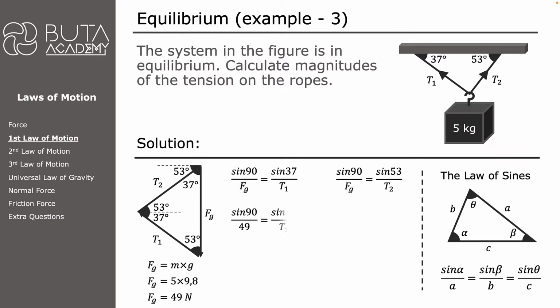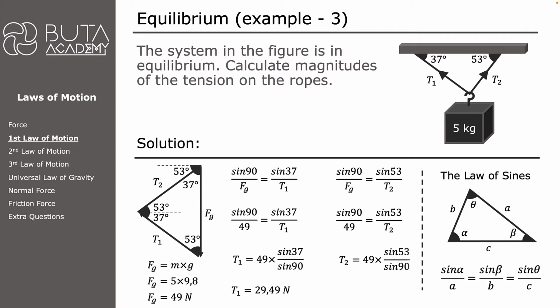Now, sine 90 over 49 is equal to sine 37 over T1. If we leave T1 alone, it will be equal to 49 times sine 37 over sine 90. As a result, T1 is 29.49 newtons. On the other side, sine 90 over 49 is equal to sine 53 over T2. Thus, T2 is equal to 49 times sine 53 over sine 90. If you calculate T2, it will be equal to 39.13 newtons.